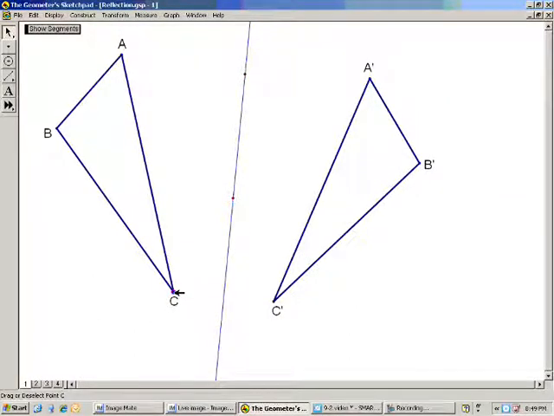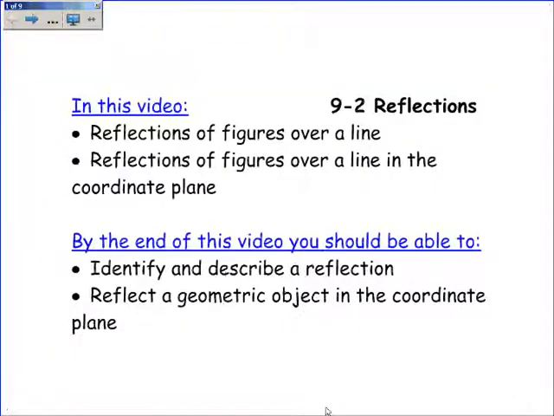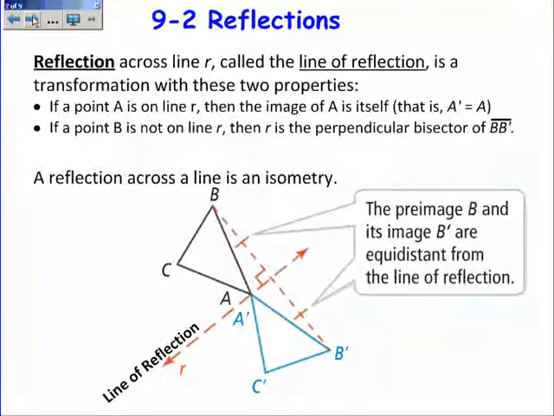Now I think a lot of us just understand a reflection, that it's a reflection. That's an easy idea. Okay, now the definition is a little abstract, I think, but a reflection across line R, called the line of reflection, now it's not always called line R, but it's always the line of reflection, is a transformation with these two properties. One, if point A is on the line of reflection, then the image of A is itself, meaning once you reflect it over that line, it stays the same point.